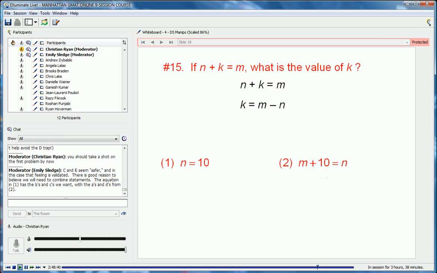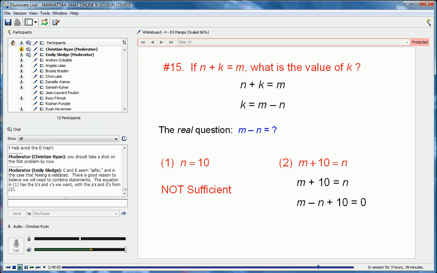What you got to do is take the fact, as Emily put it before, the if part, solve for k. The real question is, what is m minus n? Statement 1 only talks about n, so it can't be enough. Statement 2 looks like it's not enough until you actually do the manipulation. Subtract n from both sides. Subtract 10 from both sides. Oh my goodness, we get m minus n equals -10. That is enough.